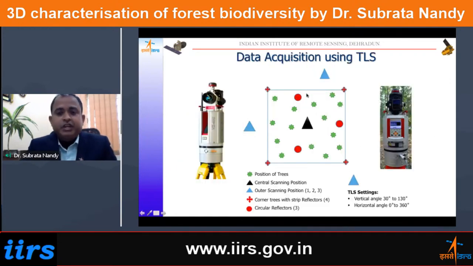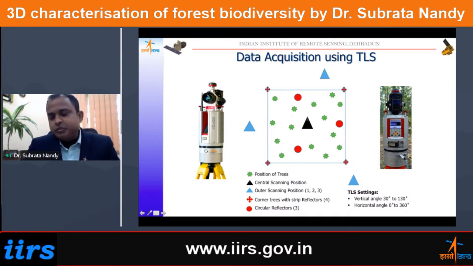Now, how do you work in the field? This instrument is a terrestrial laser scanner. This is a RIEGL VZ-400. Here is a schematic representation of how we lay sample plots and how we scan in the field. This is the front side of the instrument, where you can see the scanner, and we have a camera also attached to it. And this is the back side, where you can see the scanning part also.